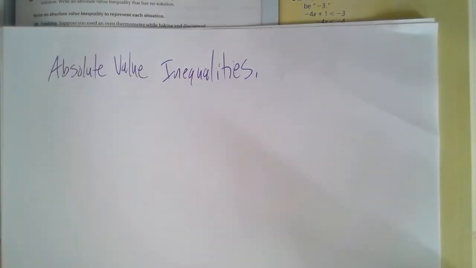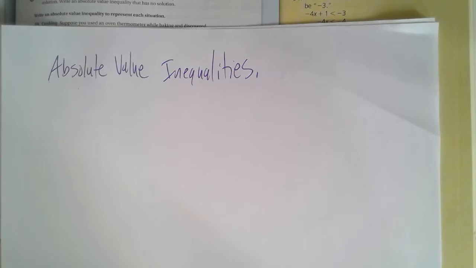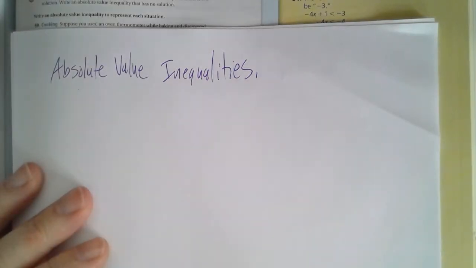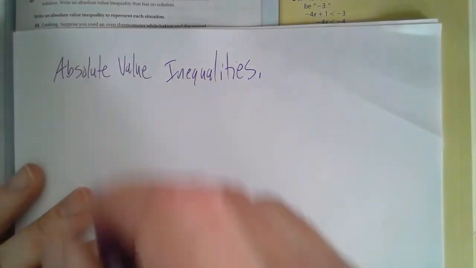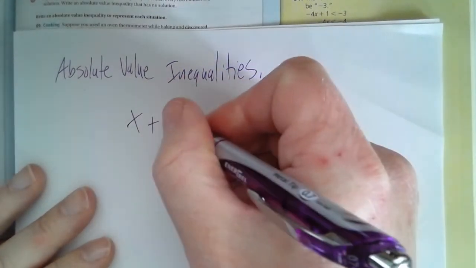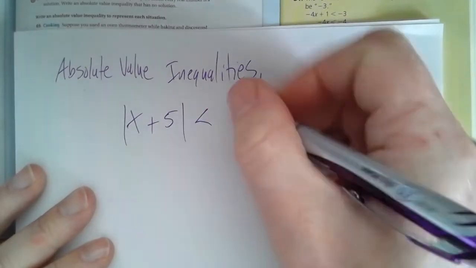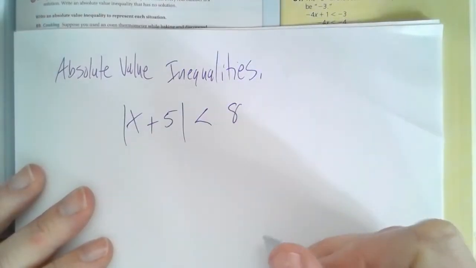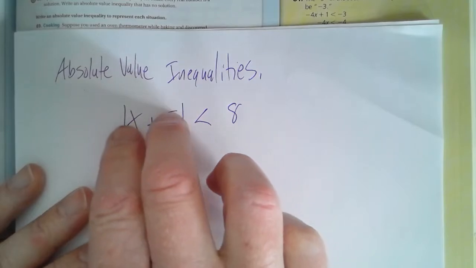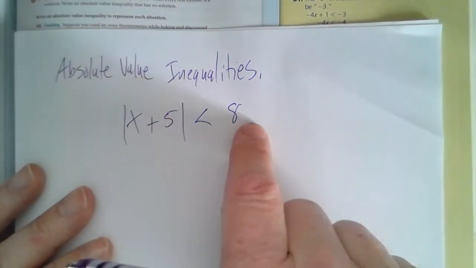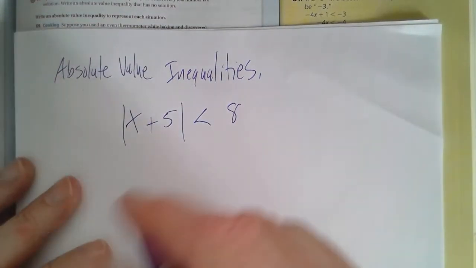This video continues on the last concept, but it's absolute value inequalities instead of equalities. So there's a little bit of difference to this. We'll get right to it. |x + 5| < 8. So we're saying that this distance has to be less than 8, because remember, absolute value is the distance from 0, and it has to be less than 8. Okay, so this is number 1.